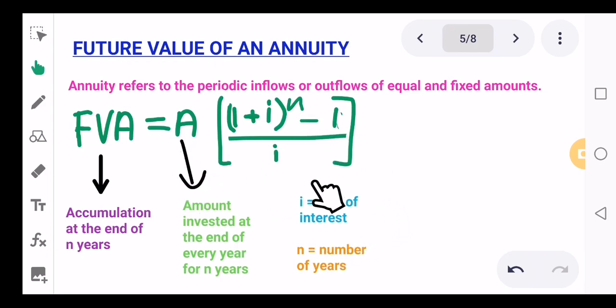Here the formula is a little different. It is A into 1 plus I to the power n minus 1, whole divided by I. This entire thing is divided by I, and this has to be multiplied with A. As I told you, this is the value of 1 rupee, that is, the annuity of 1 rupee. If 1 rupee is being deposited every year, then what would be the value of that 1 rupee is what this is. That has to be multiplied with A. Then you'll get the future value of annuity.